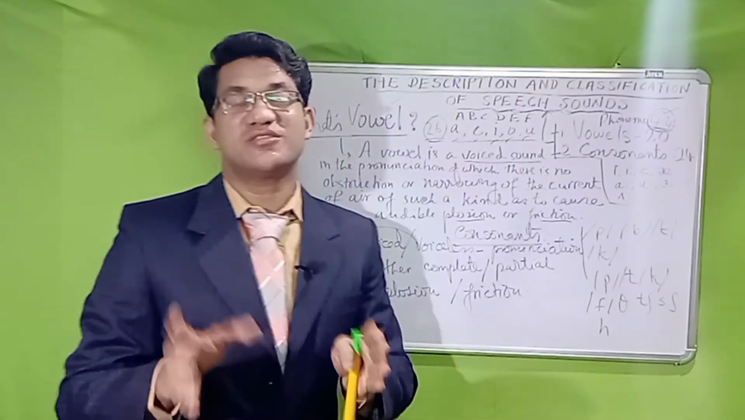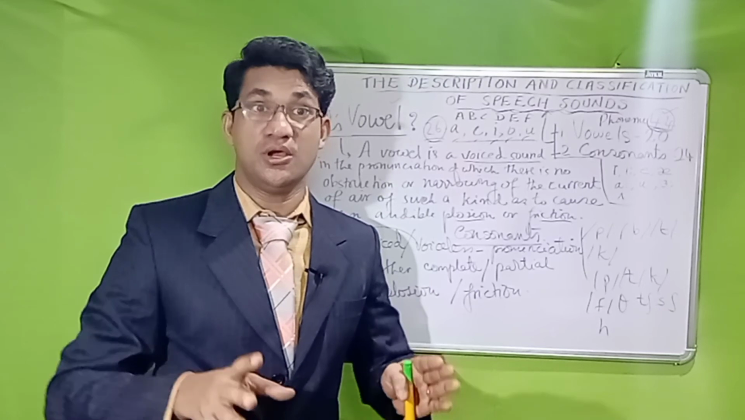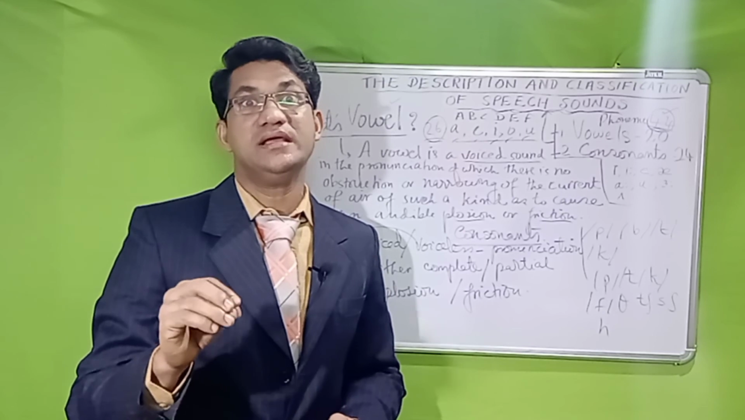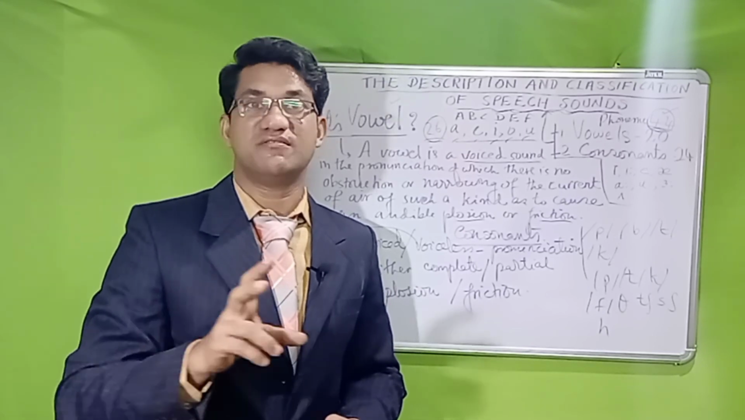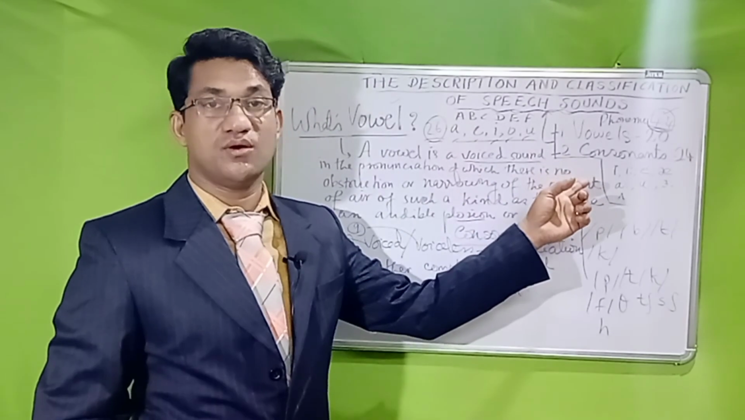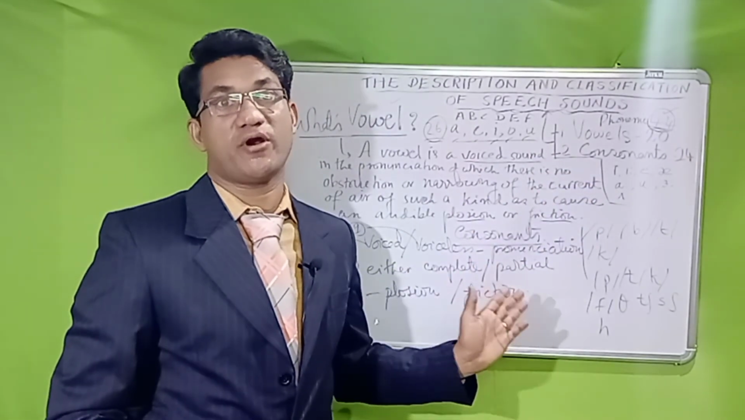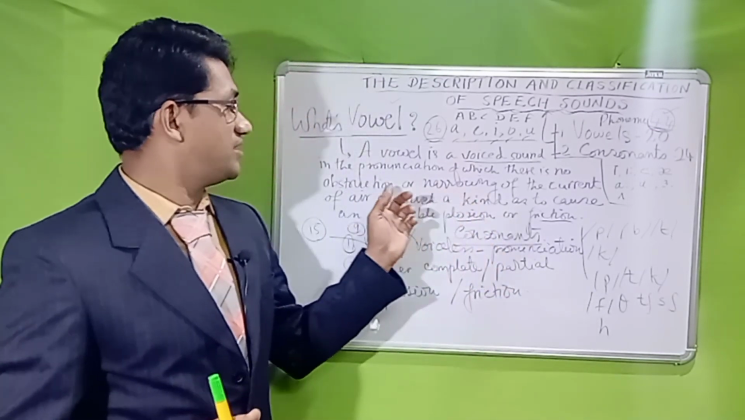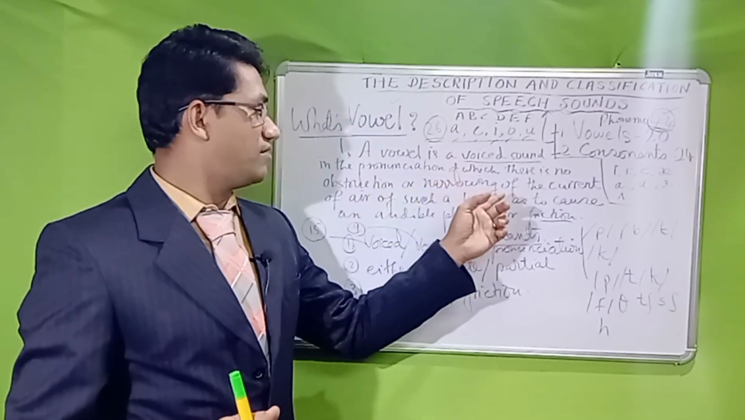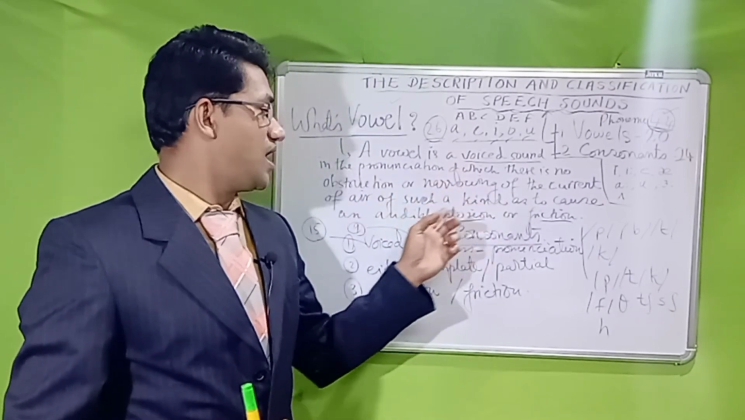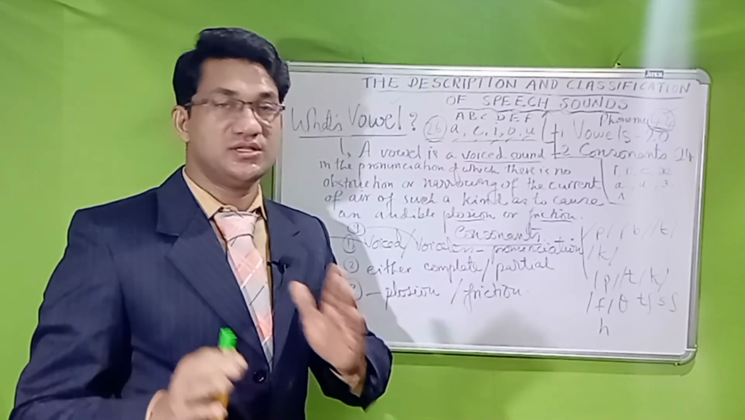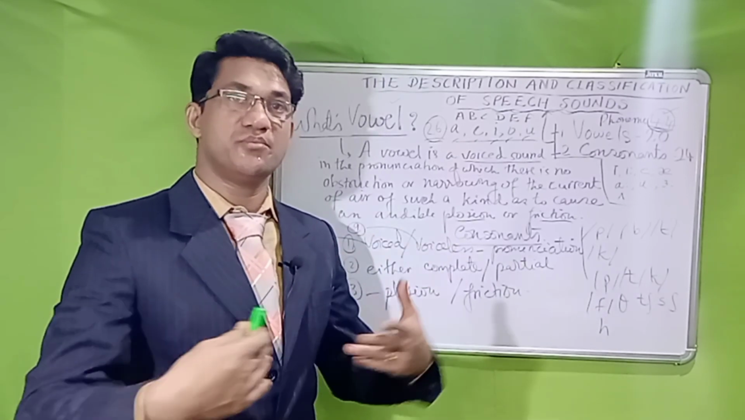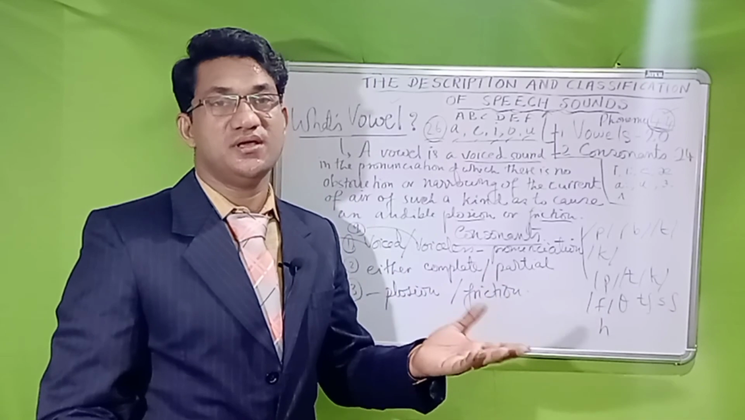So, with this, we will just wind up our introductory section on description and classification of speech sounds. We know speech sounds in English are classified into 2 groups, the vowels and the consonants. And we know the definition of vowel sounds. Vowel sounds are voiced sounds in the production of which there is no obstruction or narrowing of the current of air of such a kind as to cause audible plosion or friction. There is no closure, no narrowing, no plosion, no friction. They are voiced sounds produced through the oral cavity without any difficulty.